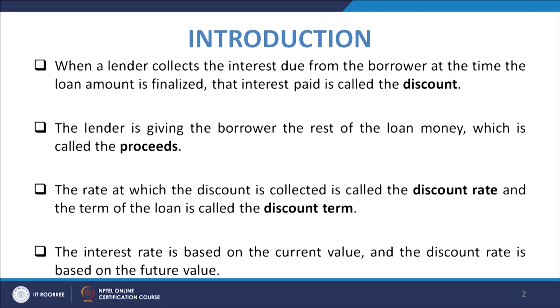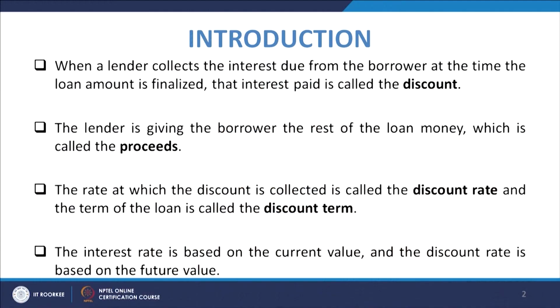So, what happens is that suppose you are getting a loan of 1000 and 10% is the interest. So, the interest is basically 100 at the end of the year, and basically he will be getting only 900. So, that amount is basically known as the discount. The lender is giving the borrower the rest of the loan money. So, that 900 which you will be getting is basically known as the proceeds.